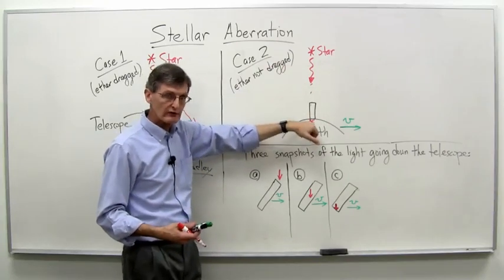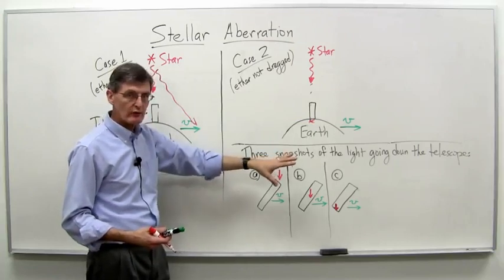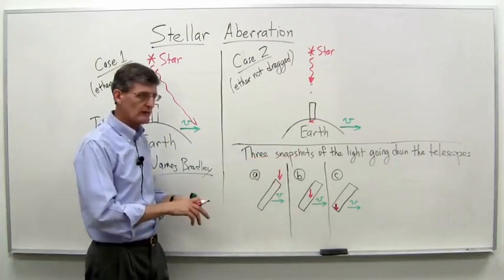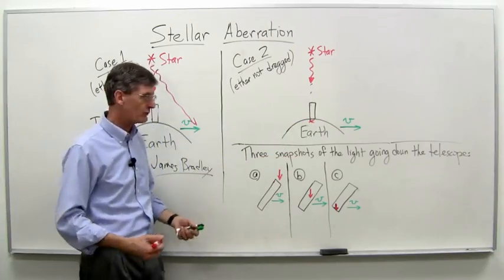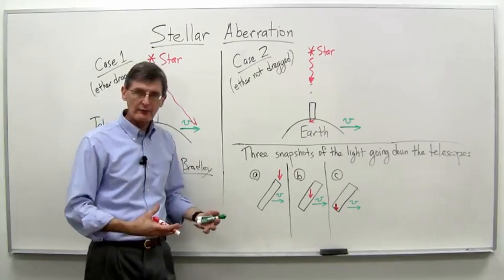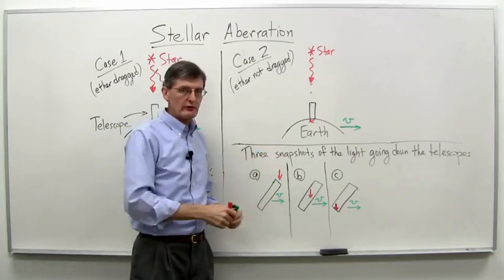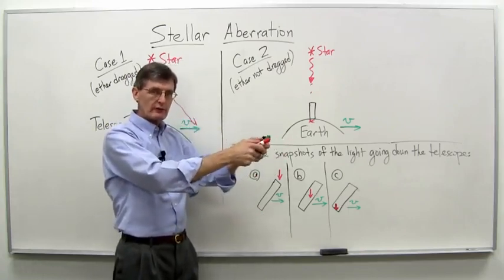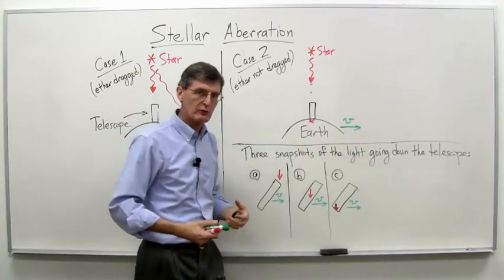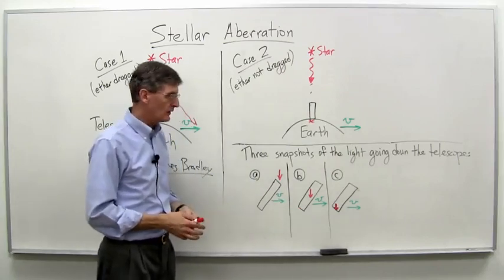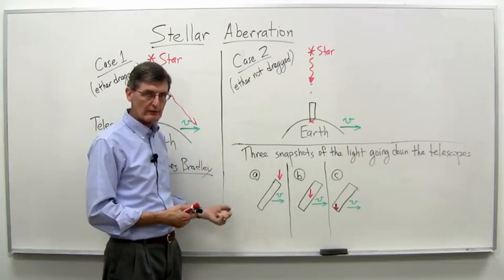So here's what you actually have to do, and I've tried to diagram it via 3 snapshots of the light going down the telescope. And by the way, an everyday life example of this would be an umbrella and raindrops. If the rain is coming straight down, and yet you're walking briskly or running through the rain, you have to tilt the umbrella to catch the rain that is falling in front of you, because otherwise you will run into that rain as you go along. Same idea here. We have to tilt the telescope to catch the starlight coming down.